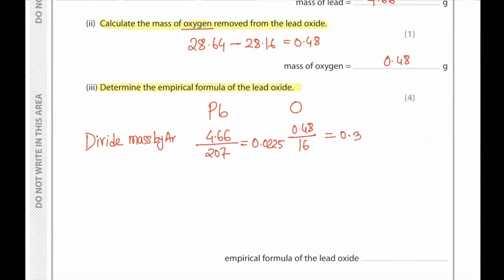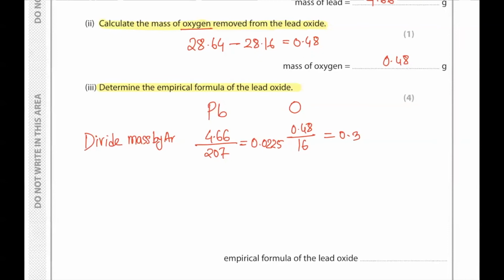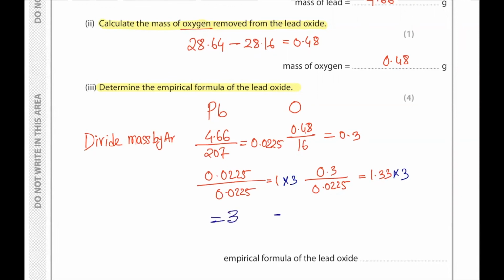0.03. So what we can do is divide 0.0225 by 0.0225, which gives us 1, and 0.03 we can divide by 0.0225, which gives us 1.33. We can multiply both sides by 3 to get to the whole number. So this gives us 3 and gives us 4. So our empirical formula will be Pb3O4.